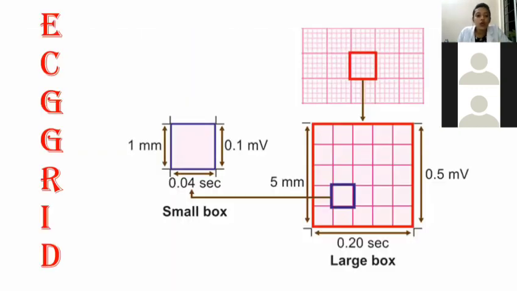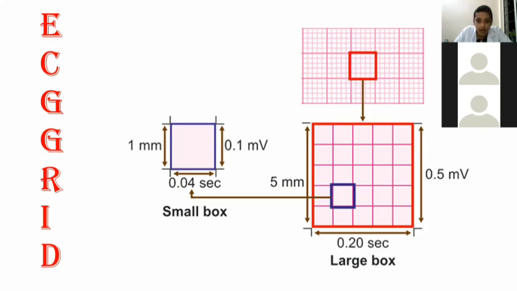So next we are moving on to the ECG grid. This means the paper in which the ECG is recorded. You all know about this ECG grid. It contains small as well as large boxes. You should know the measurements and the significance of these small and large boxes, so that it will help you in the interpretation of the ECG.